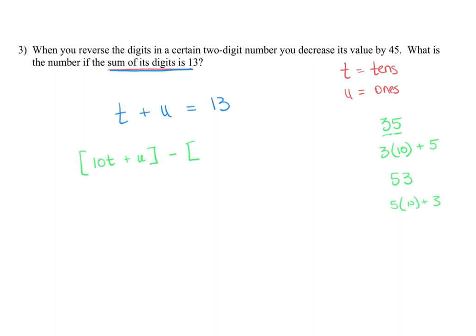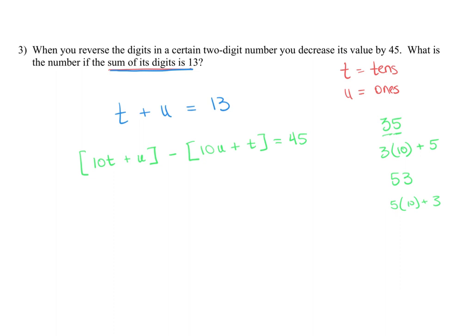So this second equation is just going to be switching those variables. I'm going to say, well, 10 times my units place plus my tens. I've flipped those. And that equals the 45. So that's how these are going to be set up.